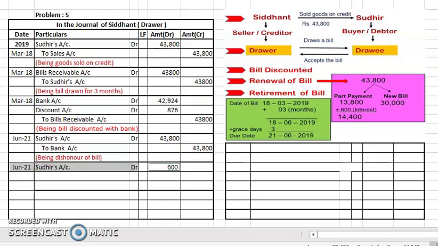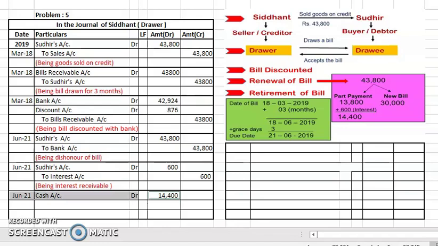Then the entry for interest, Sudhir's account debit 600 to interest account. Interest is receivable, so it is credited. We have to calculate interest on 30,000. Now here Sudhir is paying 13,800 in cash and for the balance amount 30,000, a new bill is being drawn. So we calculate interest on 30,000 at the rate of 12% for 2 months. So that is 600. So the amount of interest is 600.